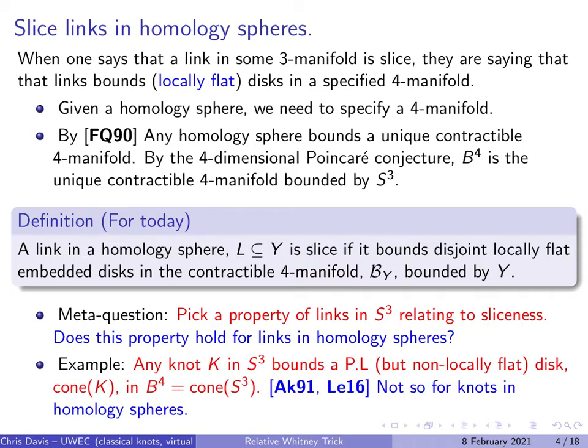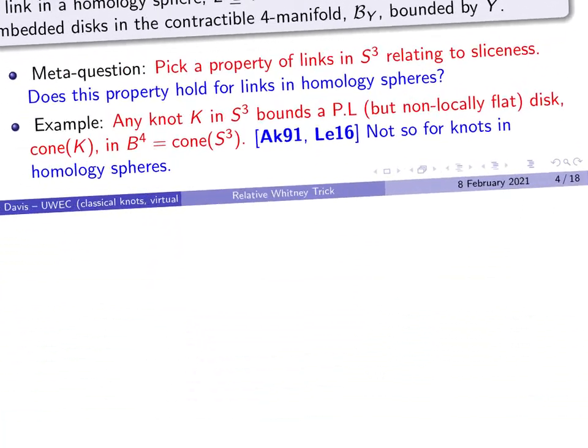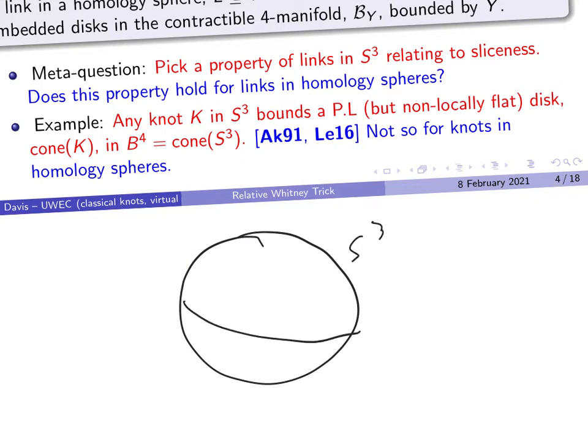Any knot in S3 bounds a locally flat embedded disk, namely take the knot, take its cone. Now that disk is very much not smooth or locally flat at that one bad point. Maybe a picture will be convincing. If there's supposed to be a picture of S3, maybe I'll draw it as S2, since I can't draw four-dimensional things. And there's the knot K, drawn down a dimension. Then the cone on K.